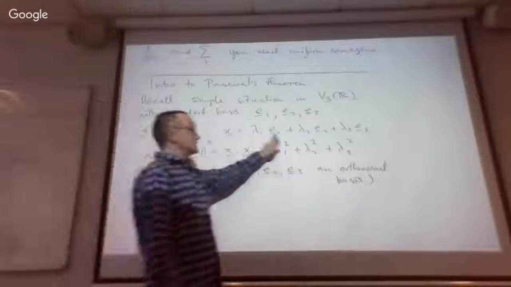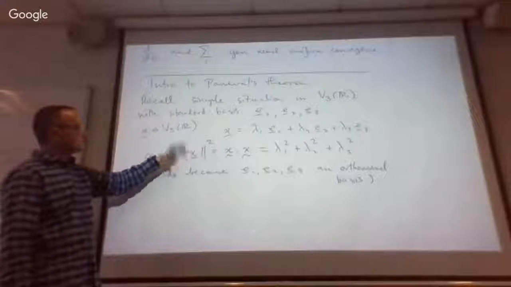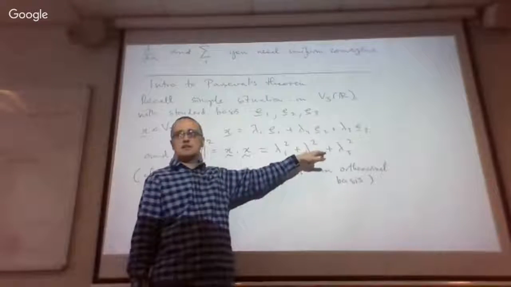Any vector x can be expressed as a linear combination because they're a basis. And the length of x, the square of the length of x, is the sum of the squares of the coefficients.